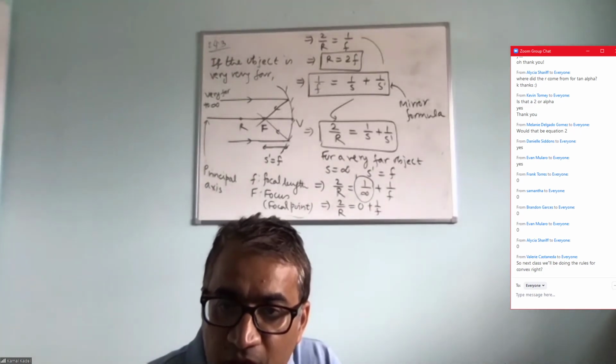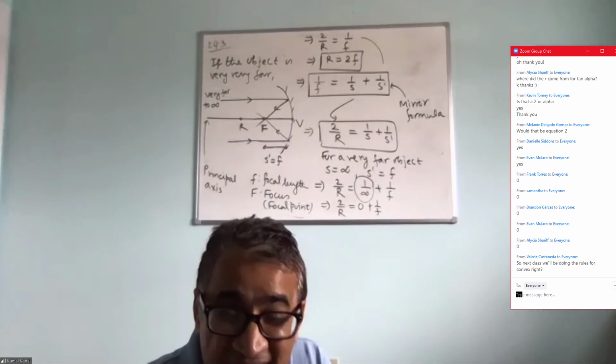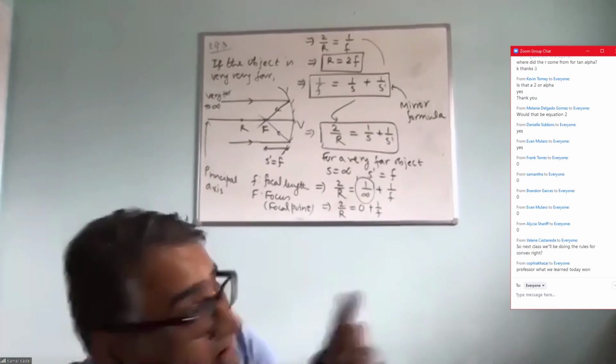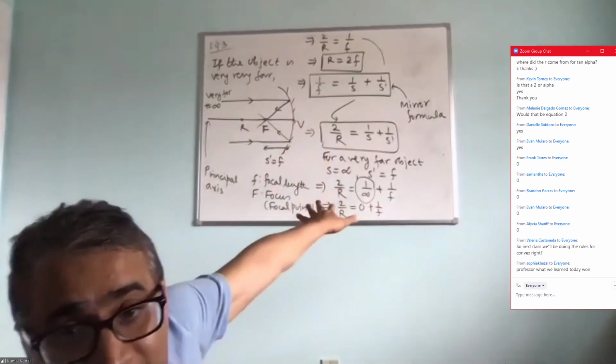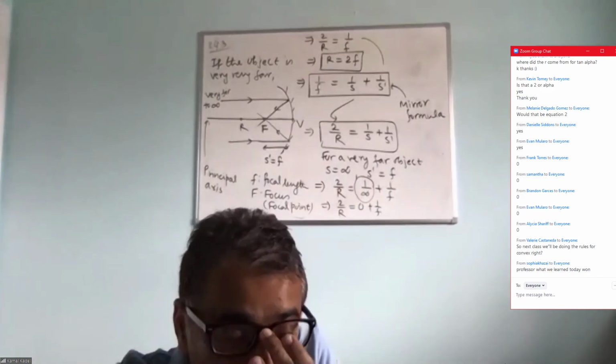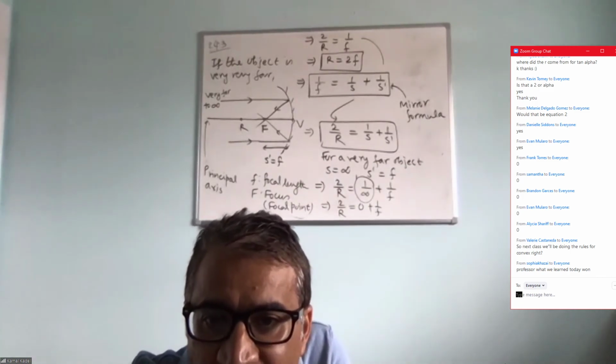Yes. No, convex. Yes, that's not the very convex. For the convex, also the equation would be the same. We don't derive that again. But the only thing is that the sign rule would be different for convex, obviously.